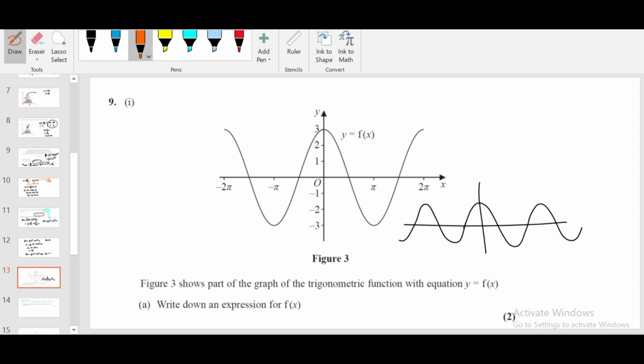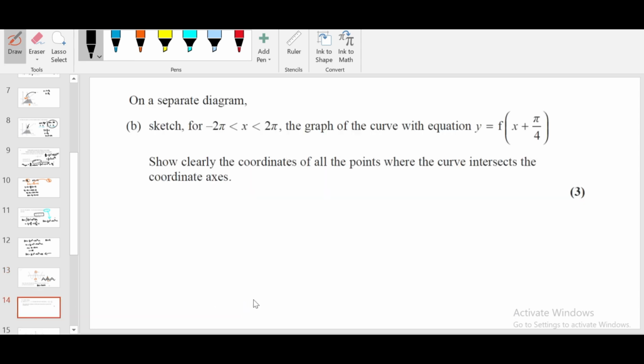Only thing, the minimum value is -1, maximum value is 1. But in this case, minimum value is -3, maximum value is 3. The y coordinates are multiplied by 3. Therefore, the function would be 3 cos x. That's when we multiply the y coordinates by 3. You write this, you will be given 2 marks actually. Let's move on to part B now.